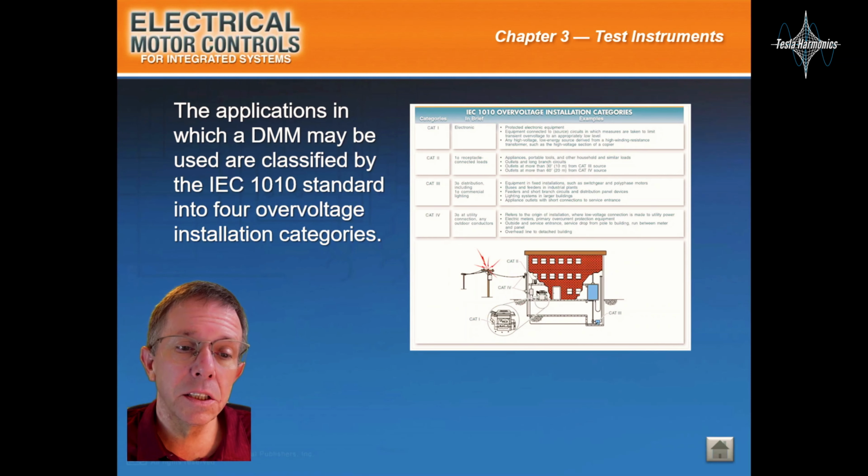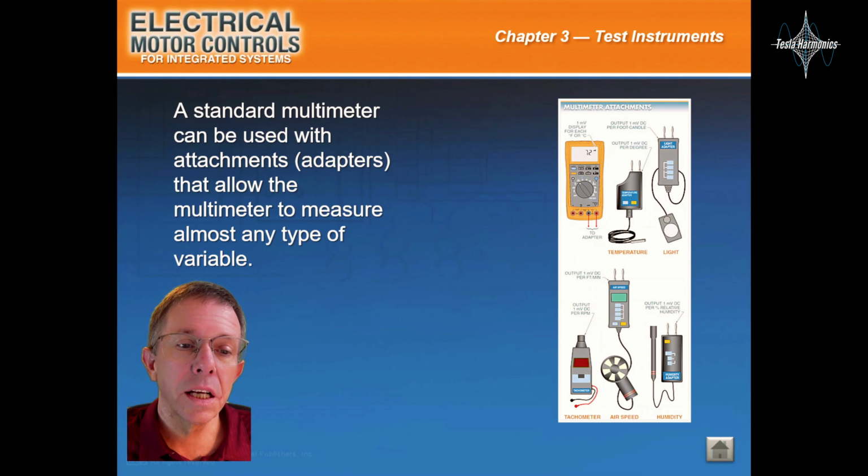The applications in which digital multimeters may be used are classified by the IEC 1010 standard into 4 overvoltage installation categories. A standard multimeter can be used with attachments or adapters that allow the multimeter to measure almost any type of variable.